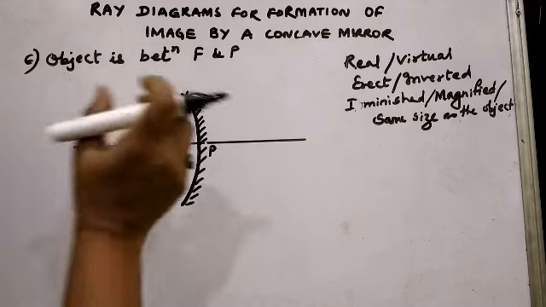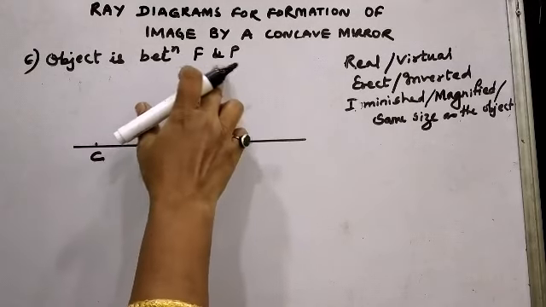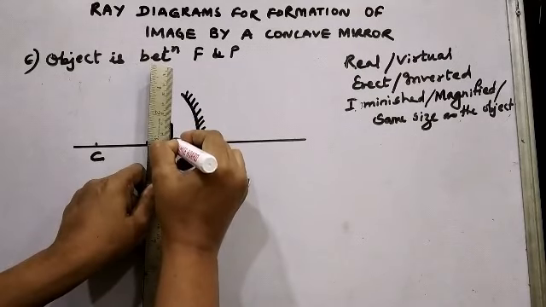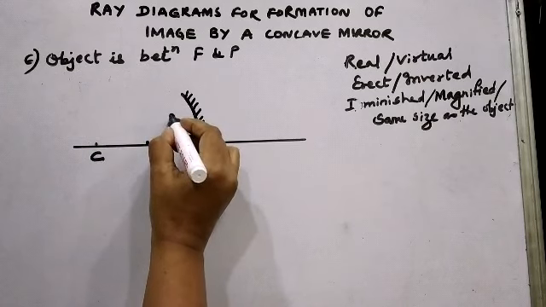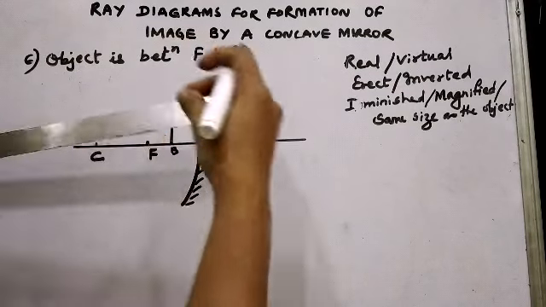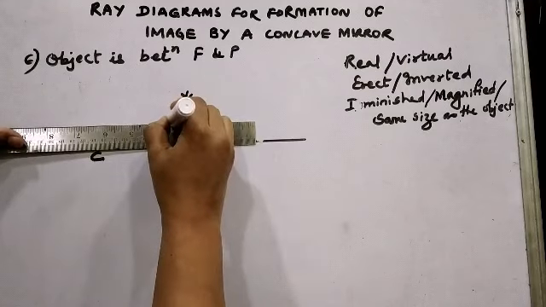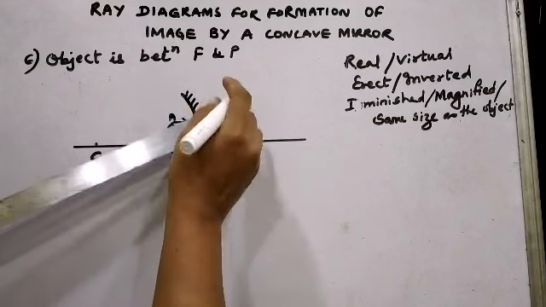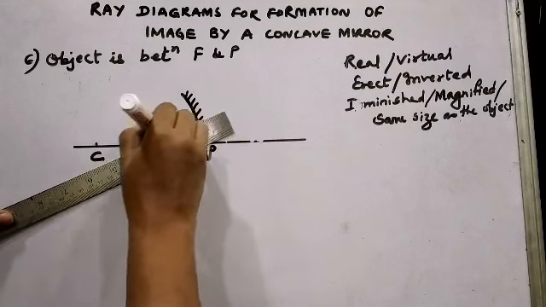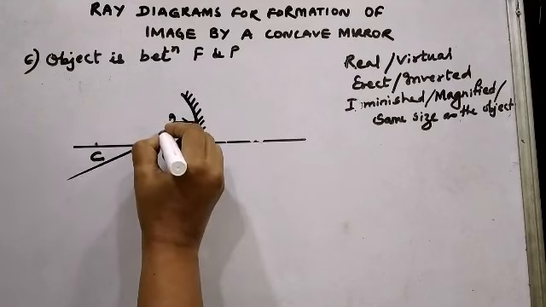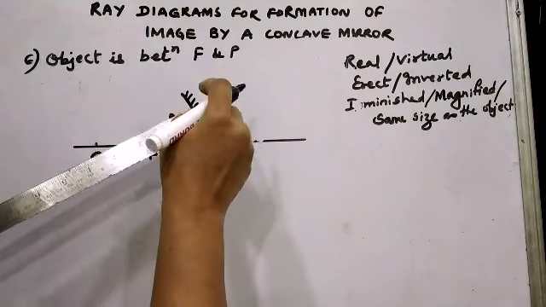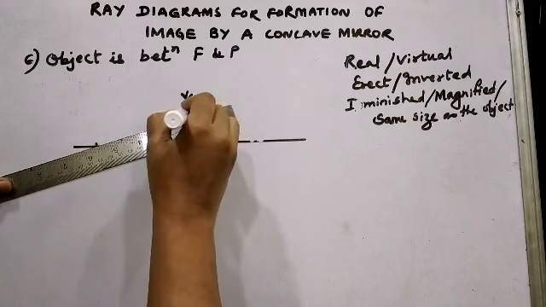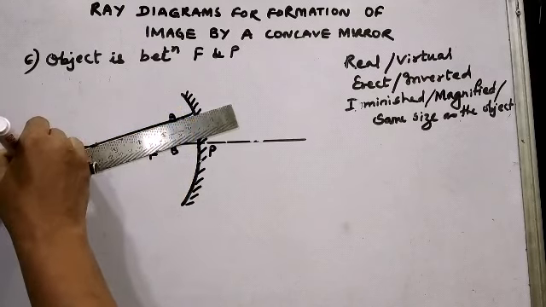Now the position of the object in the sixth case will be between the focus and the pole. So anywhere between the focus and the pole, the object will be kept. So AB will be the object. So incident ray of light will start from point A. It will fall on the mirror, and after falling on the mirror, the incident ray of light will pass through the focus. Then the next ray of light will start from point A, and it will pass through the center of curvature of the concave mirror.